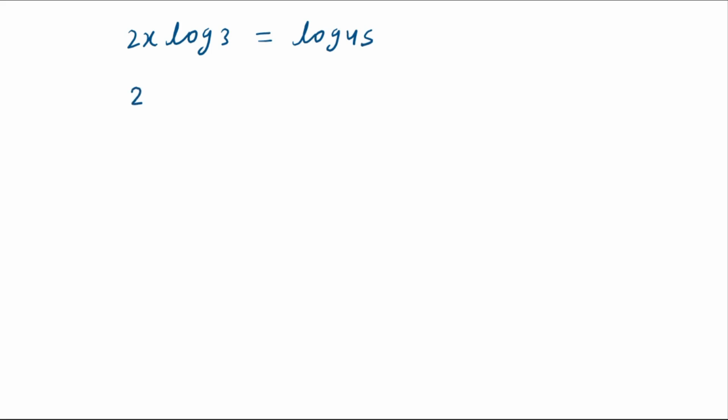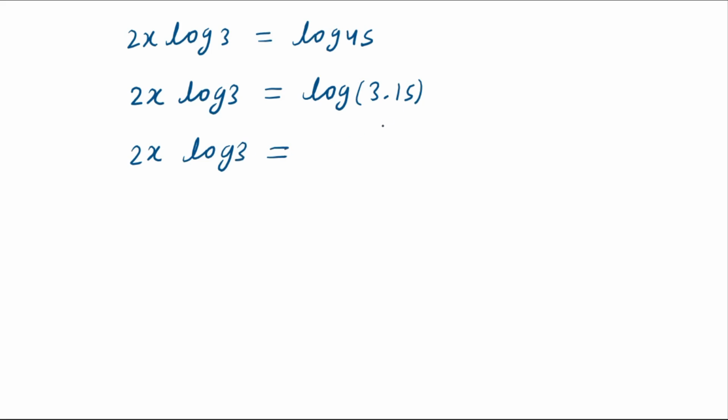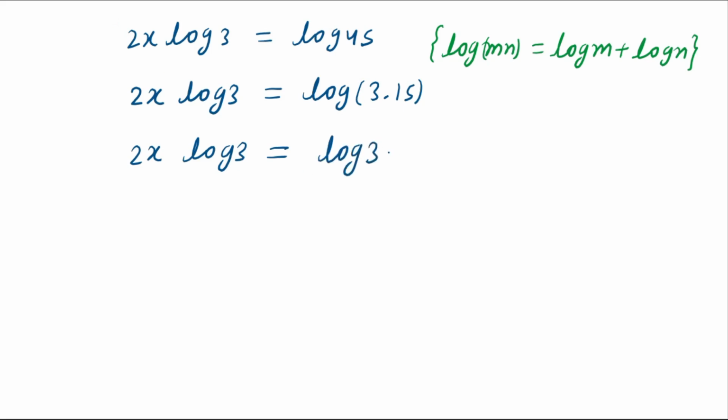On the left hand side, 2x log 3, and log 45 is log of 3 times 15. Now on the right hand side we will apply this rule: log of m times n is equal to log m plus log n. If we apply this rule on the right hand side, then you can say log 3 plus log 15.